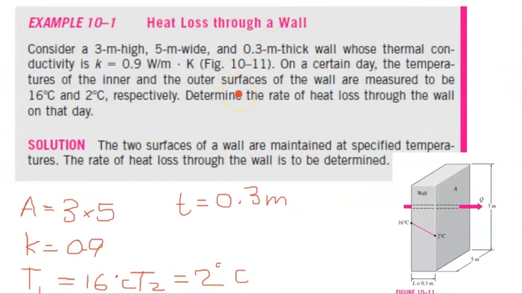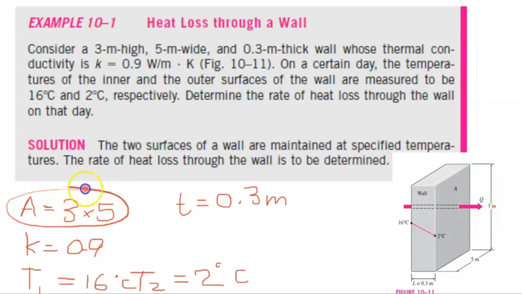Okay, now we do one example. Heat loss through a wall. Imagine we have a wall of certain thickness, and the wall has a thickness of 0.3 meter. The inside temperature is given as 16 degrees centigrade. The outside temperature is given as 2 degrees centigrade. The area of the wall is 5 times 3. That will give me the area of the wall.